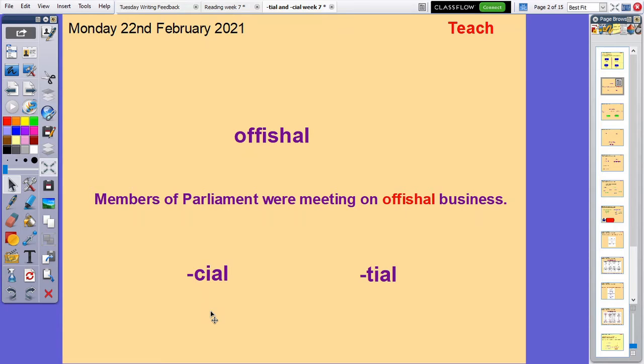Well, what a good speller always does is write the word out with both versions, practise with both letter strings, as you see here, and which one looks right? Official, official. And I think hopefully people will spot that this is actually the correct one.